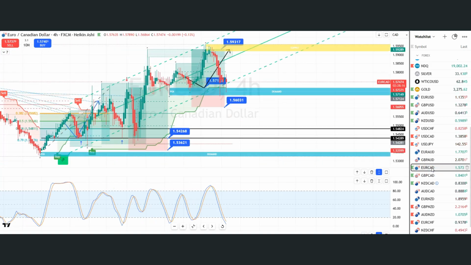Euro Canadian. Now, Euro Canadian, we spoke about this morning in the coaching session, didn't we? Coming into a demand, which is really crucial, and there is confluence.